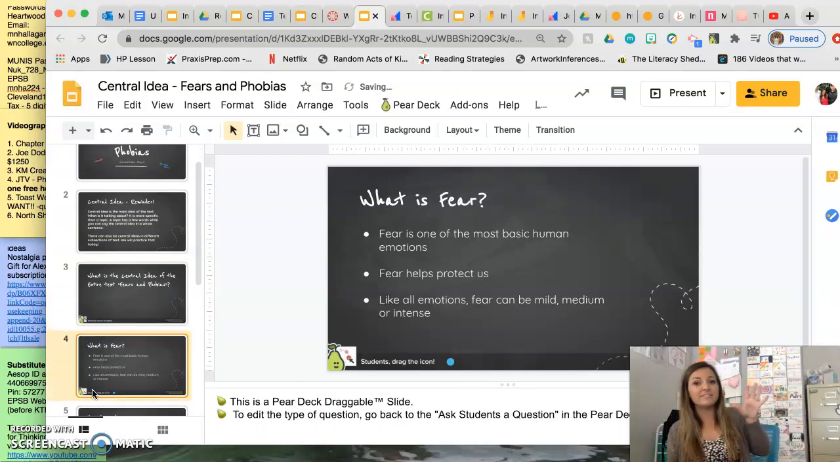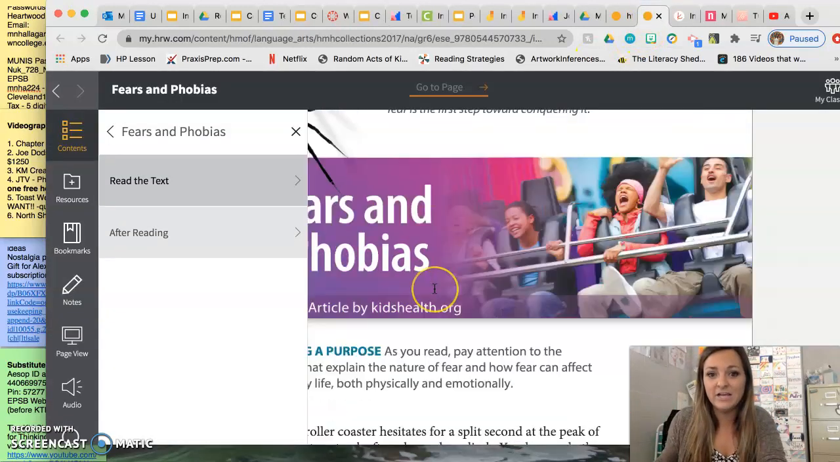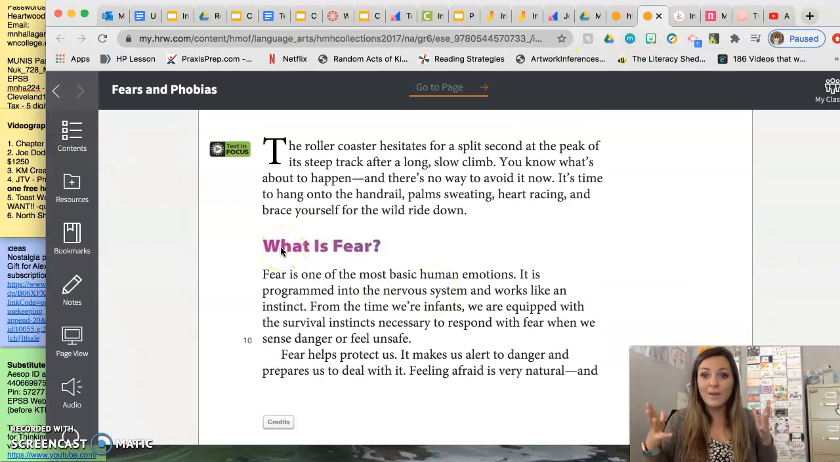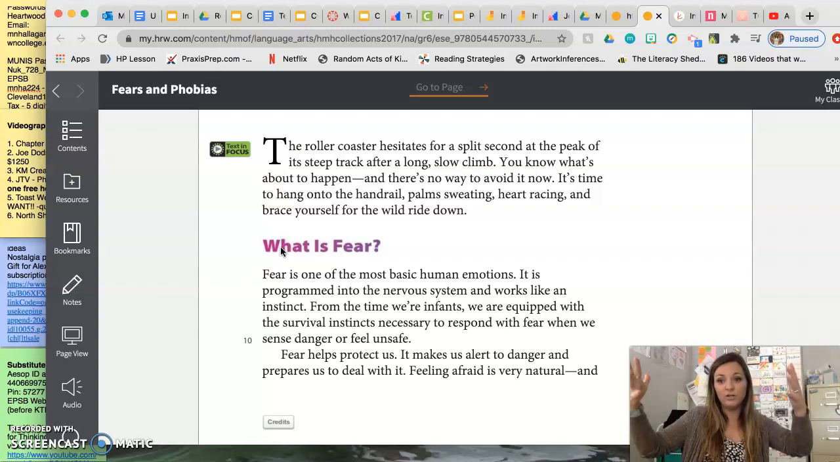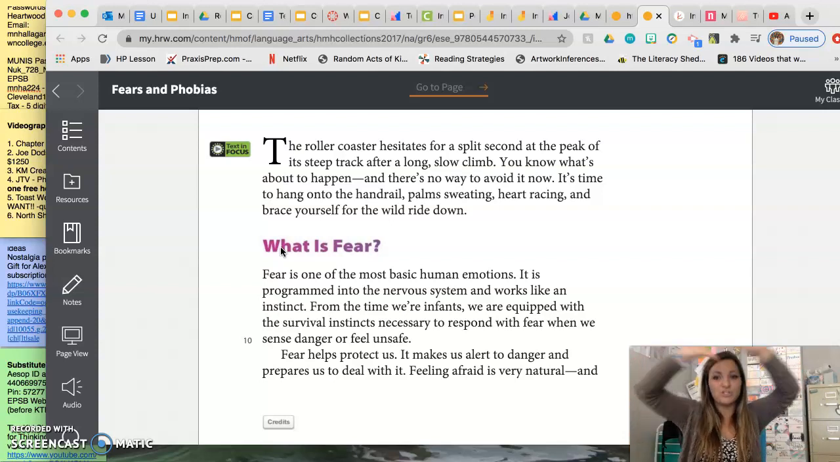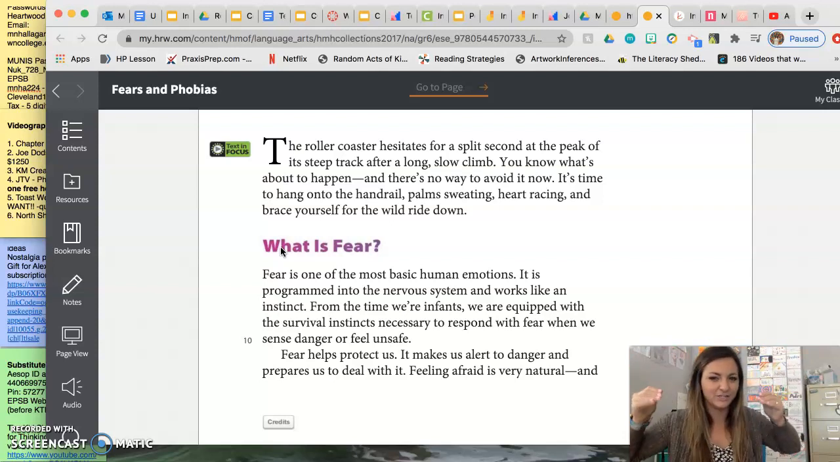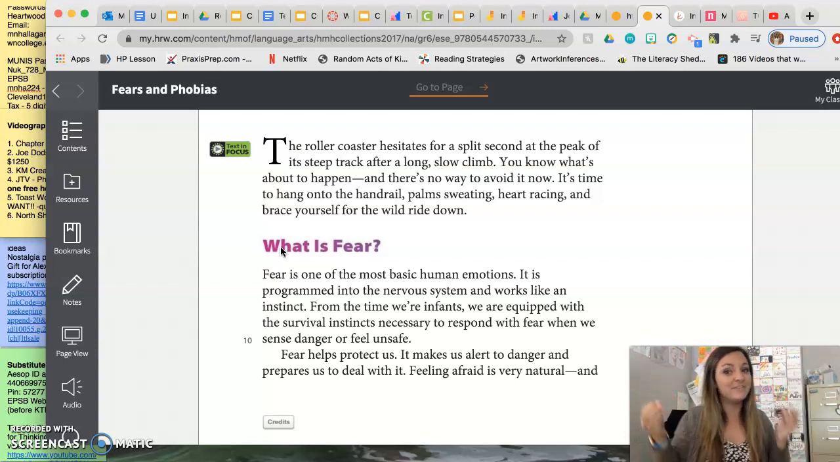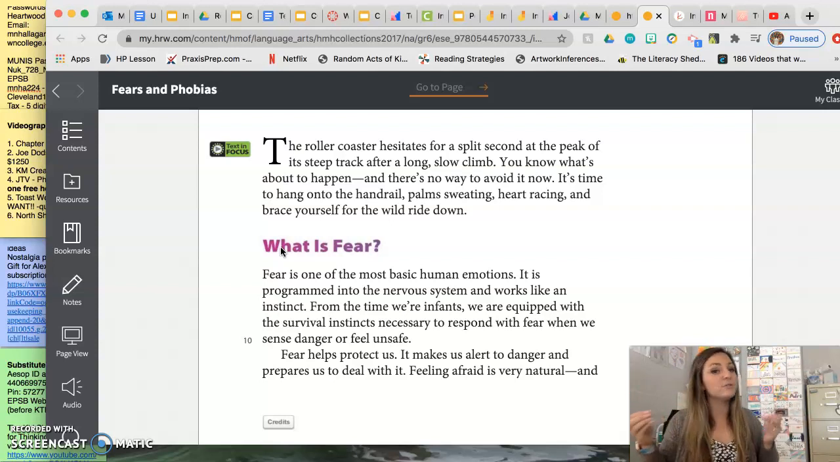Now, we also can find the central idea of more specific subsections. So if we look at a subheading, such as what is fear, we can find the subsection central idea that is additional, adding in more information to the entirety of the text, but that subsection has its own central idea. If the subsection poses a question, then the answer to that question is going to be that central idea. So fear is one of the most basic human emotions.